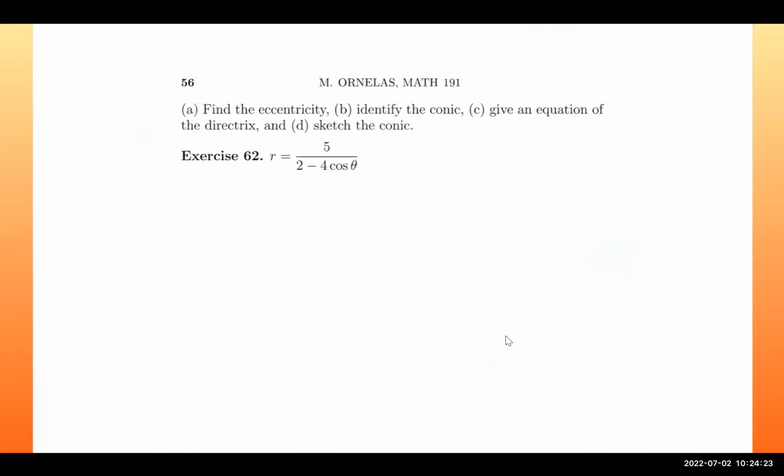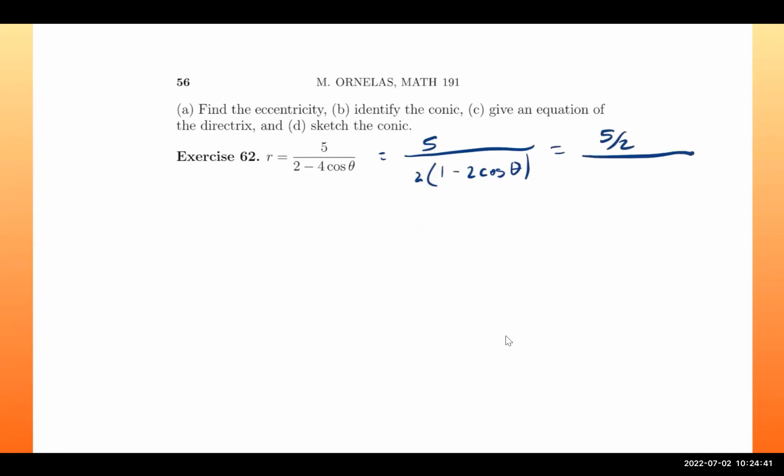All right, let's move on to the next problem, which has the same directions as the previous problem that we just did. So first thing we should do is factor out the 2 in order to make this a 1. So if we do that, we're going to get 5 over 2 parentheses 1 minus 2 cosine theta. Let's write the 2 in the numerator. So that's going to be 5 over 2, 1 minus 2 cosine theta. Automatically, we know that our E is 2 because this is E here. So let's start with that. Eccentricity is equal to 2.